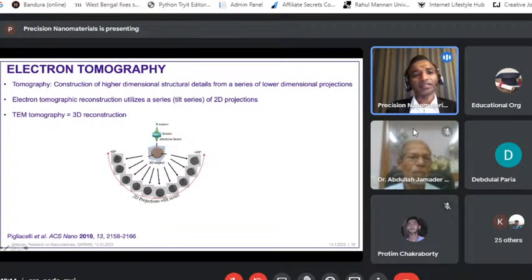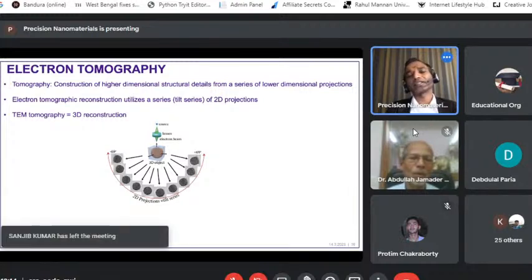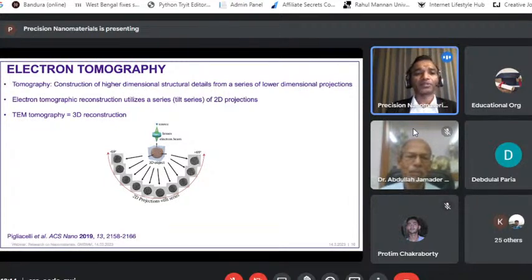So this is also called tomography. It is nothing but constructing a higher dimensional structure from a series of lower dimensional projections or images. When I say higher dimension, if my images are 2 dimensions, you combine all of them, you can construct a 3-dimensional image. So that's why it is called 3D electron images. So tomography and 3D reconstruction, 3D electron image, they are one and the same, used interchangeably.